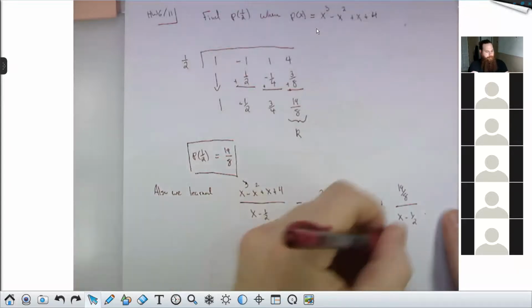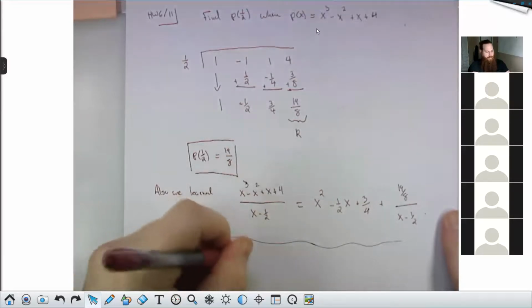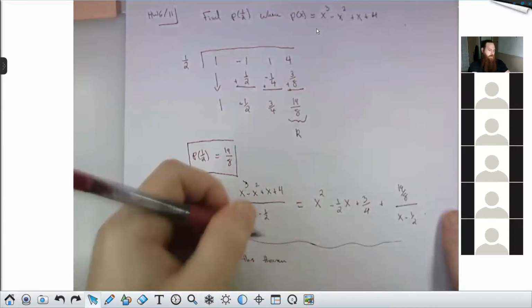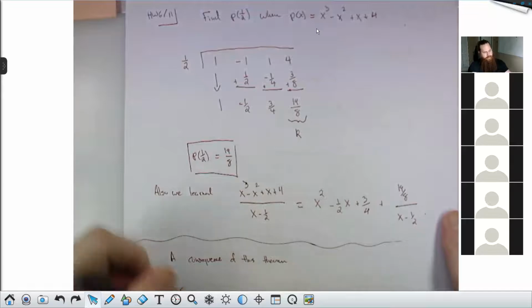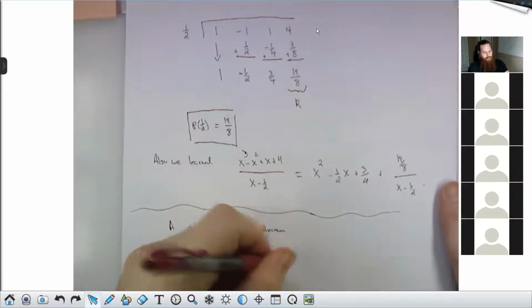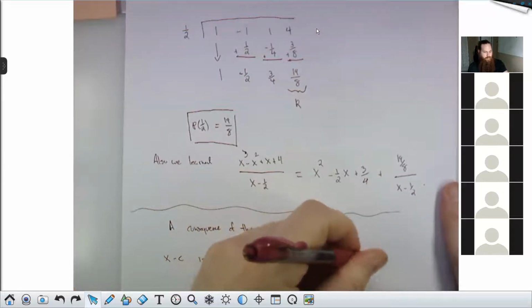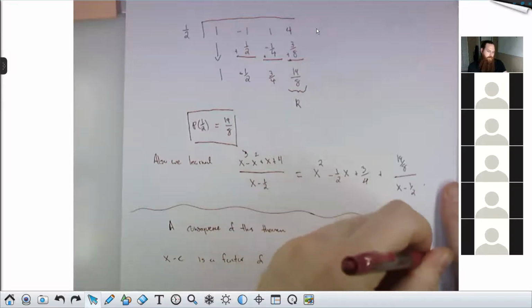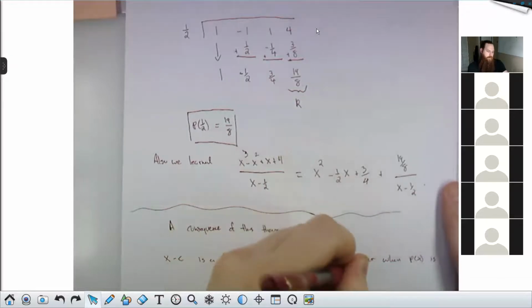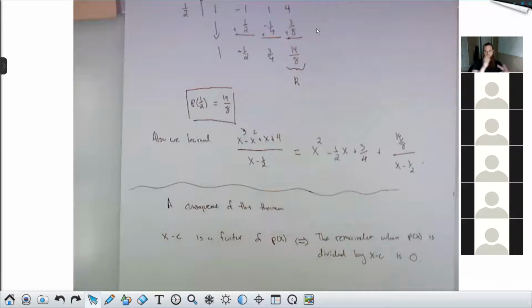Another consequence of this theorem is that x minus c is a factor of p of x if and only if the remainder when p of x is divided by x minus c is 0. This makes intuitive sense. When I say something is a factor of something else, that means that the first thing goes neatly into the second thing, which is the same as saying that when you try to divide, the remainder is 0.